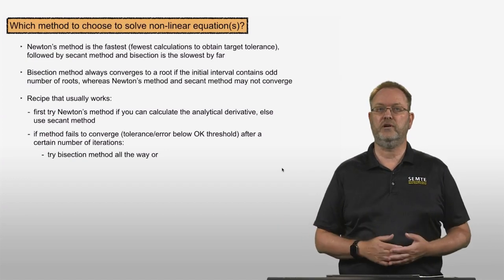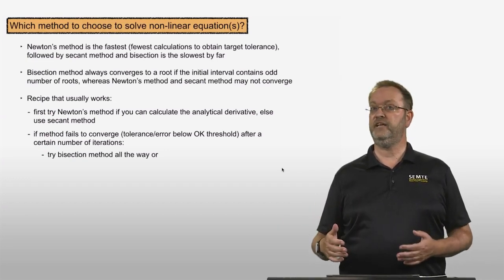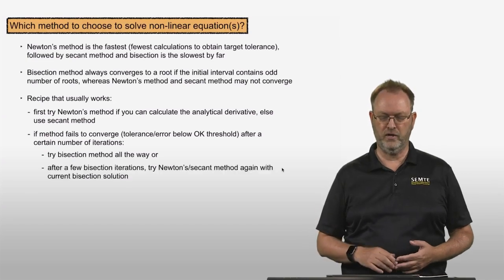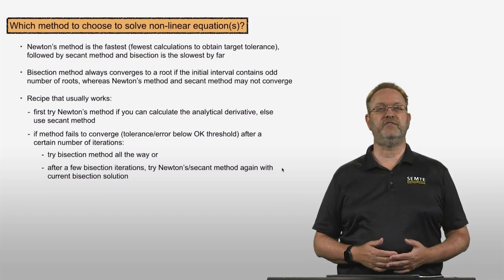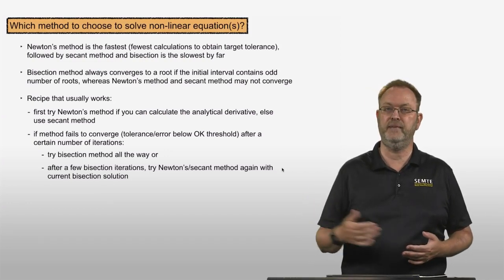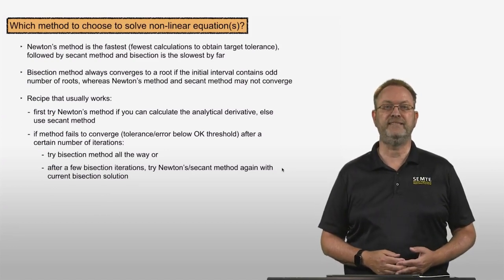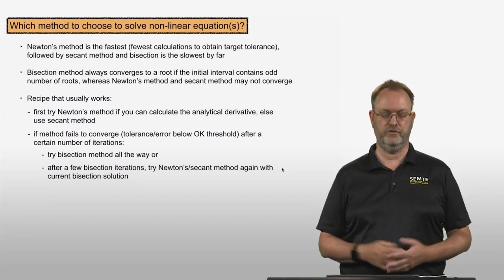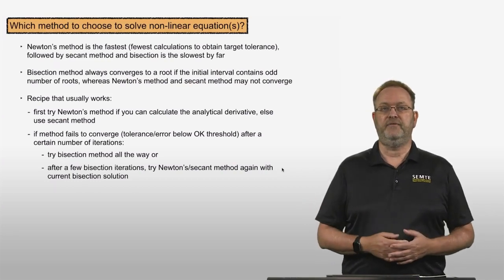So if this doesn't work, then try the bisection method, either using it all the way or do a few bisection iterations and then try Newton's method or the secant method again using the results of the bisection method, the current solution. Now, how do you initialize the bisection method?